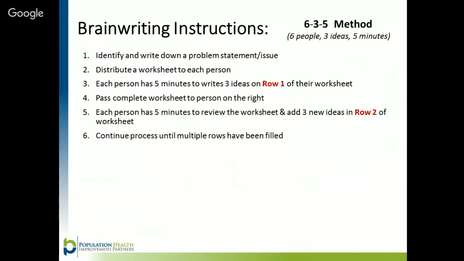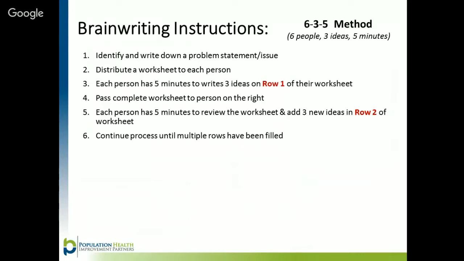There are several methods for conducting a brainwriting session. One method is the 6-3-5 method. The 6-3-5 method means 6 people in a group, 3 ideas, 5 minutes per round. To get started, identify and write down a problem statement or issue. This can come from your root cause analysis. Second, distribute a worksheet to each person and have them write down the problem statement on the worksheet.